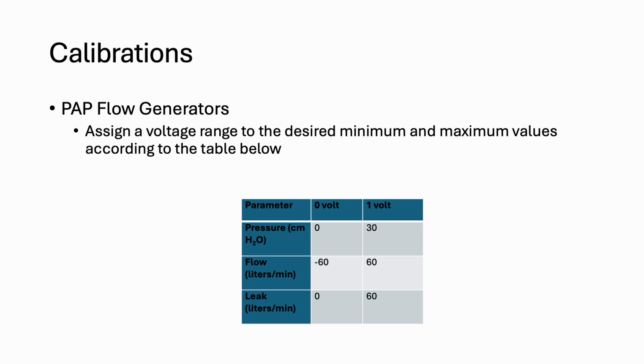These numbers represent what the voltage gets translated into on the PSG. If the PAP was sending 1 volt, that represents 30 centimeters of pressure on the PSG. So if the machine was sending 0.5 volts, it would represent 15 centimeters of pressure. The performance of calibrating equipment is most critical when it involves assigning quantitative rather than qualitative values to a measured signal, so numbers.